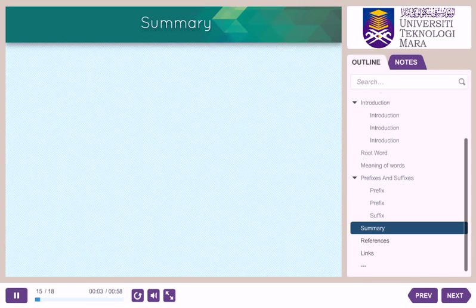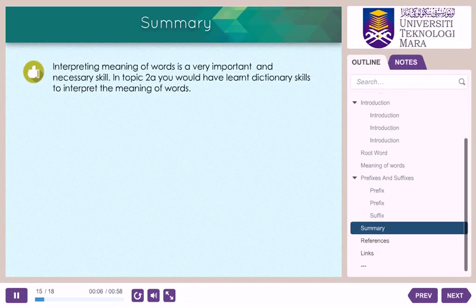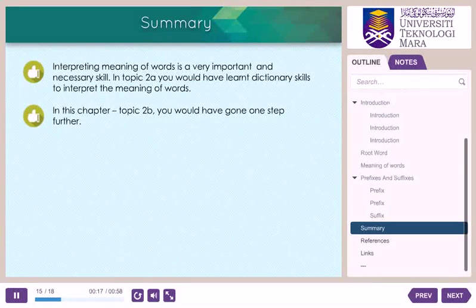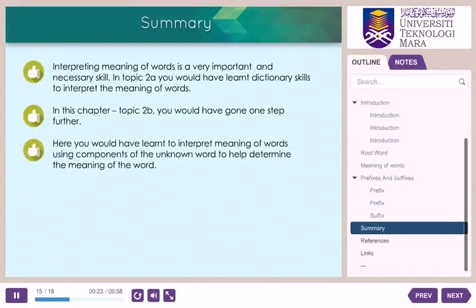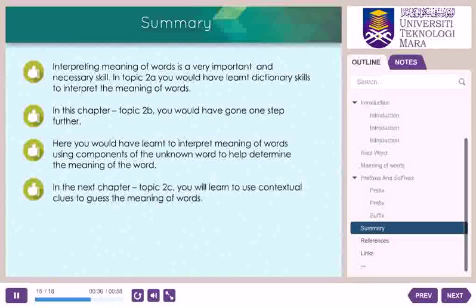Summary. Interpreting meaning of words is a very important and necessary skill. In topic 2a, you would have learned dictionary skills to interpret the meaning of words. In this chapter, topic 2b, you would have gone one step further. Here, you would have learned to interpret meaning of words using components of the unknown word to help determine the meaning of the word. In the next chapter, topic 2c, you will learn to use contextual clues to guess the meaning of words.